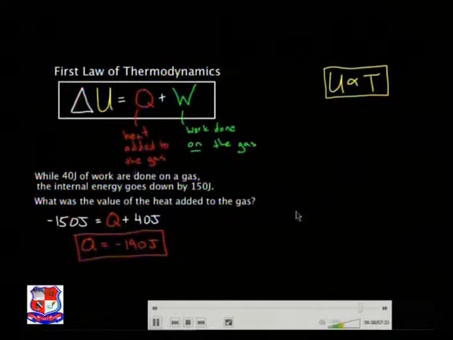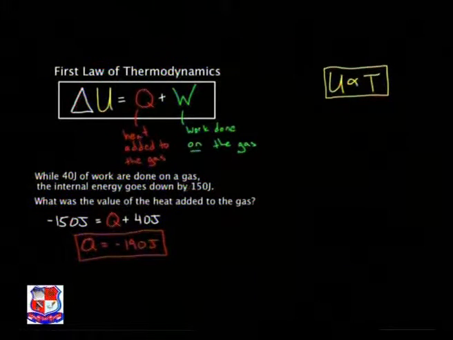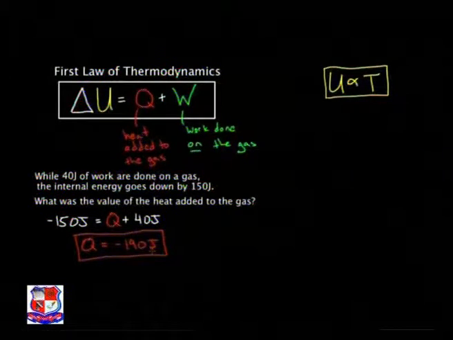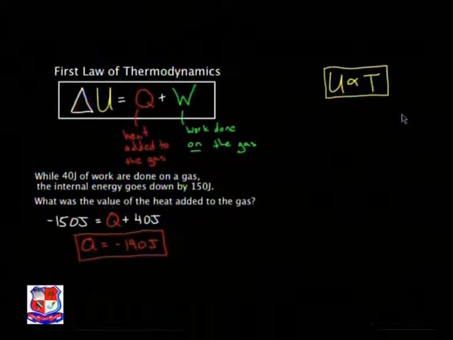40 joules of work were added, but we said the internal energy went down. That means the heat has to take away not only the 40 that you added, but also another 150 to make the energy go down overall, so the heat taken away has to be negative 190 joules. Alright, so those were a few examples of using the first law. Basically, got to be careful with your positive and negative signs.